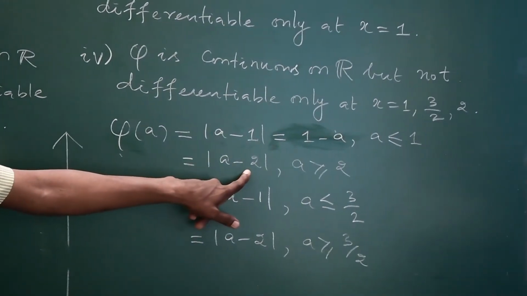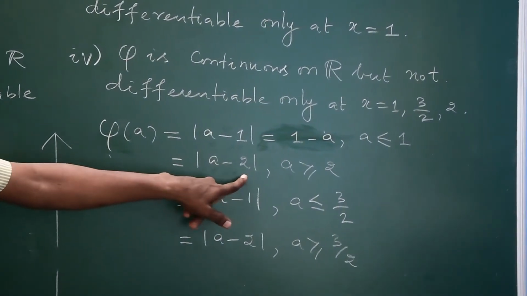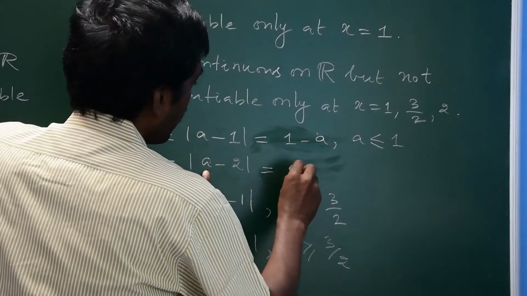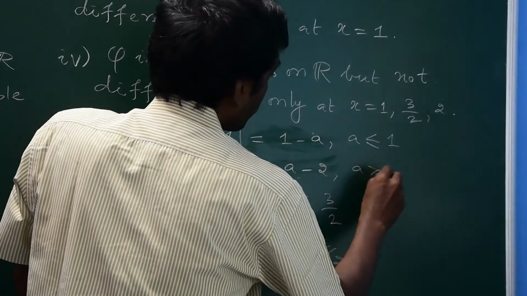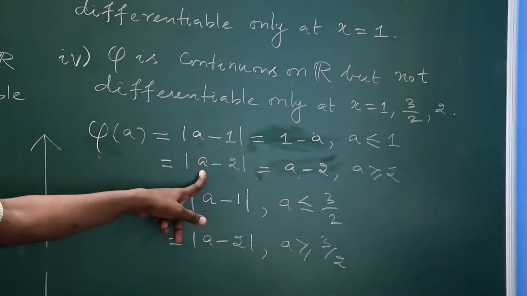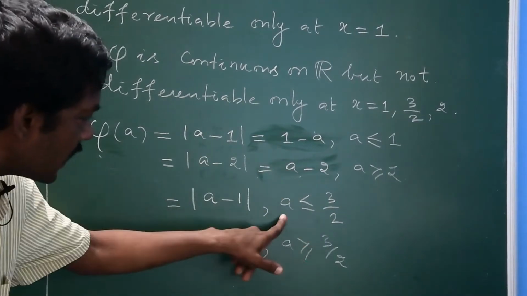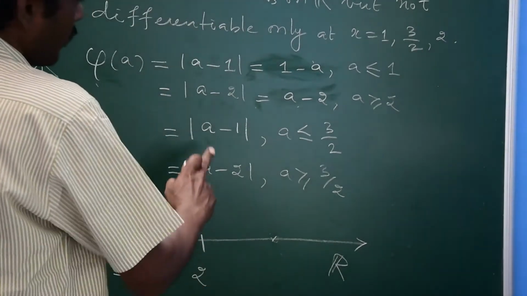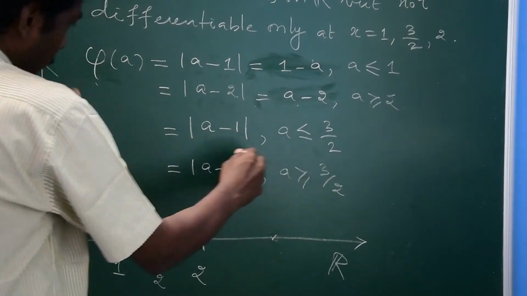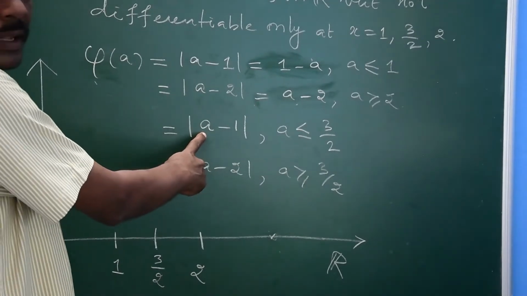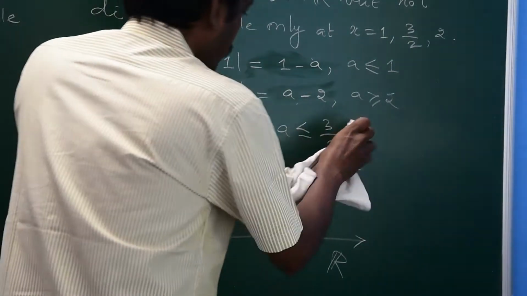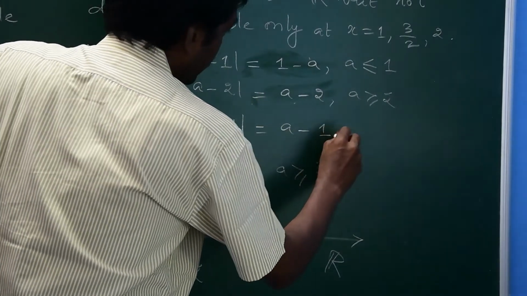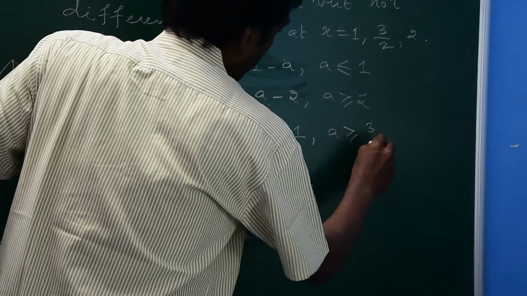When a is greater than 2, it is going to be positive. So the graph is going to be a minus 2 itself, whenever a is greater than or equal to 2. And what happens when a is less than 3 by 2? It is a minus 1, because a can be greater than 1 and less than or equal to 3 by 2. So the graph in this case is going to be a minus 1 itself.